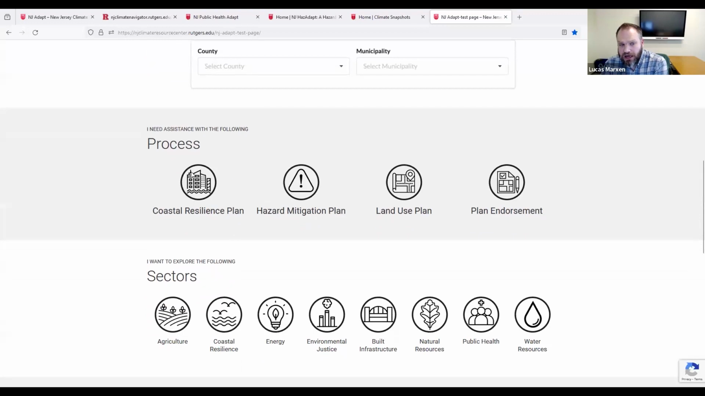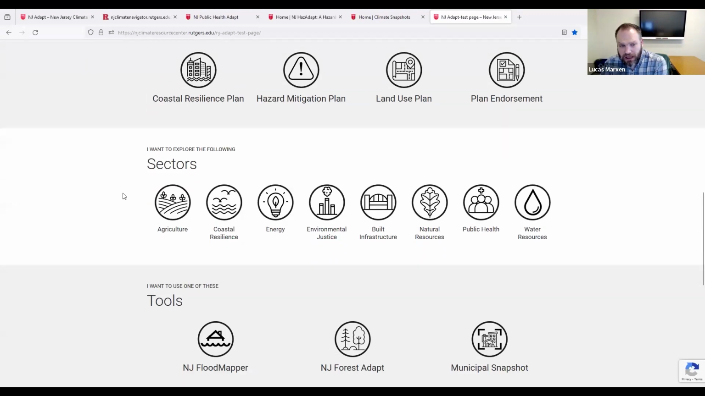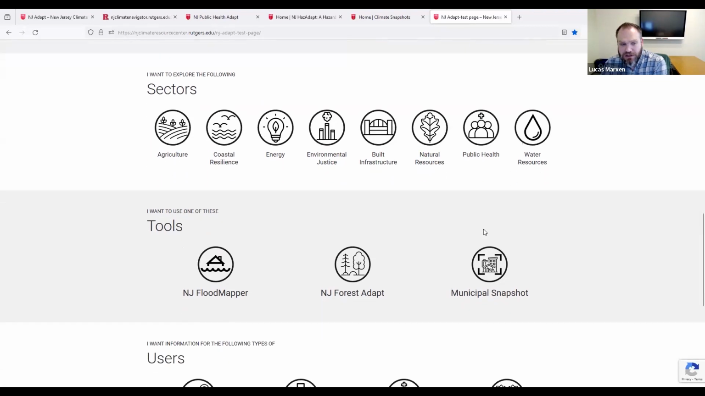Maybe you're looking for guidance with specific processes, so doing a coastal resilience plan, a hazard mitigation plan, land use plan, plan endorsement, things of that nature, similar to our local planning guide. These can be located in here and will provide guidance for accessing the data and tools you would need for those specific processes. Another one would be looking at specific sectors, so specific areas of New Jersey that may be impacted by climate change, such as agriculture, coastal resilience, environmental justice, built infrastructure, natural resources, public health, things of that nature.